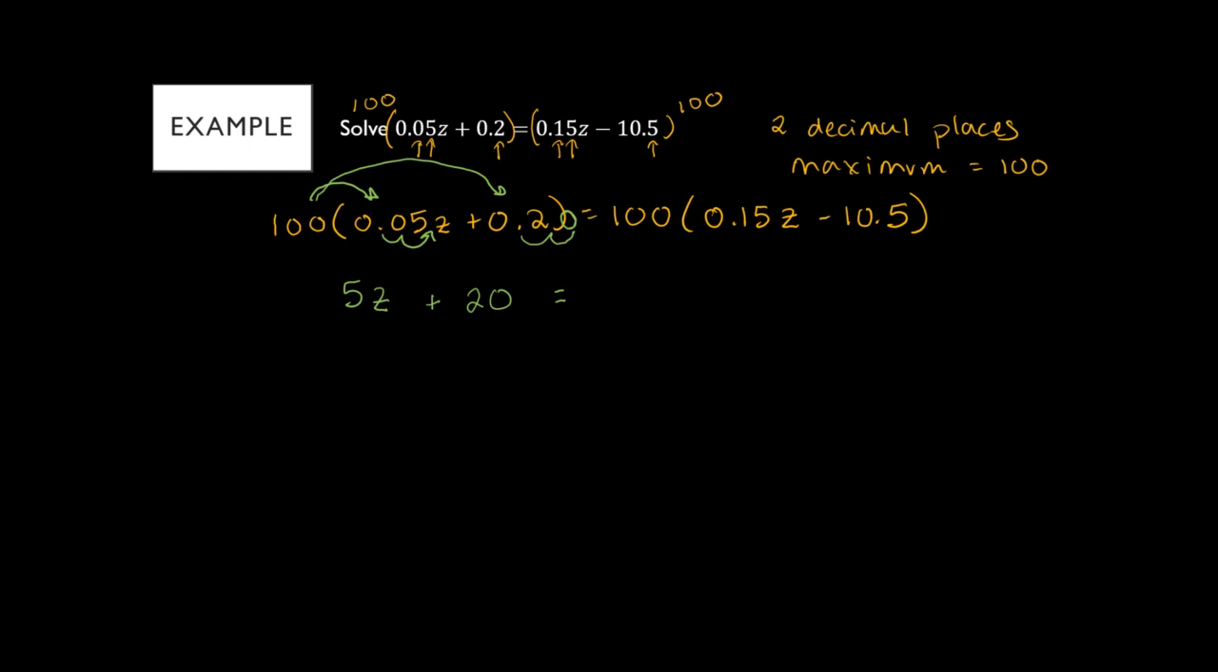And you can always verify this with your calculator too. And then we have 100 times 0.15z, so that's going to become 15z. And then 100 times a negative 10.5, I move it twice, so I need to put a 0 as a placeholder. And that's going to be negative 1050.